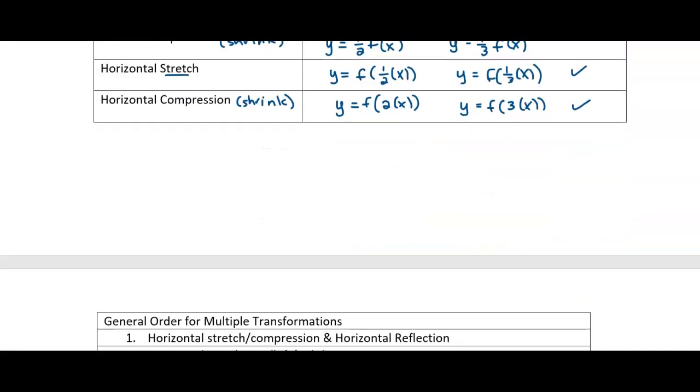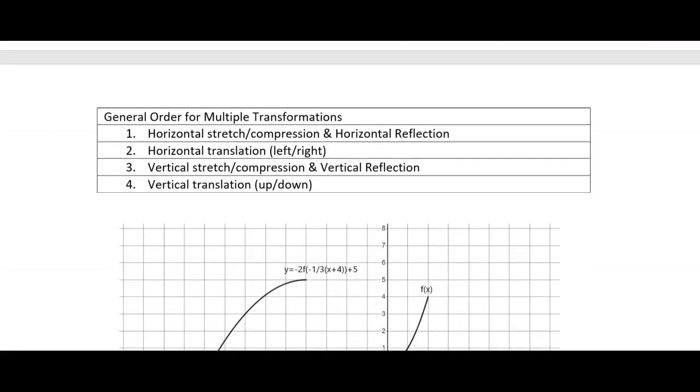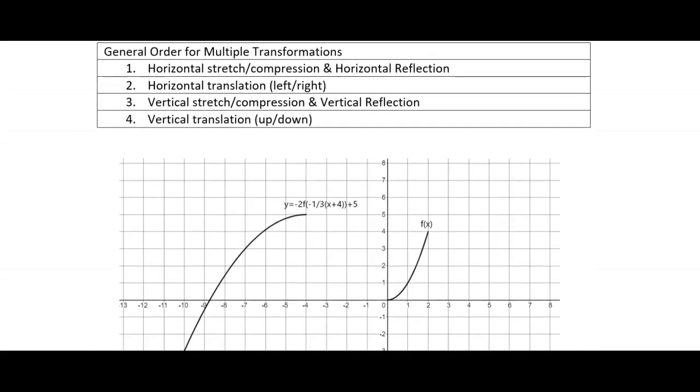So if we keep moving along here in the handout, the back side or the second page discusses how you would go about doing multiple transformations if they're presented to you in a function, which is typically the case. Typically, you're going to have more than one transformation indicated in the function.